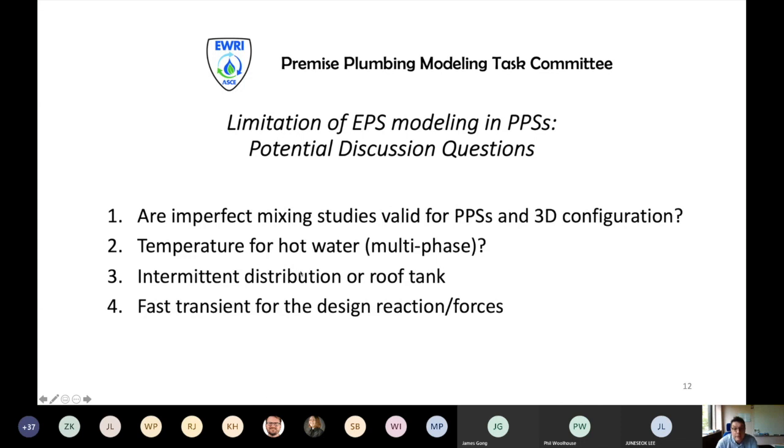What about if the water is not monophase, not only liquid, and is multiphase? What about intermittent dissolution if there are roof tanks? This is more maybe a situation in Africa and some countries around the Mediterranean.